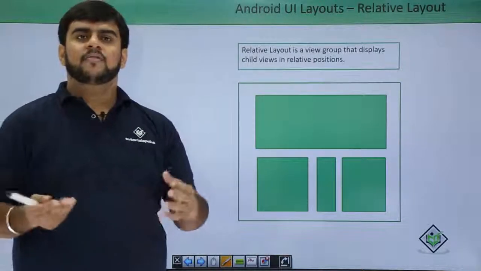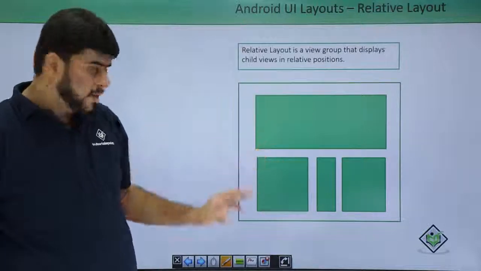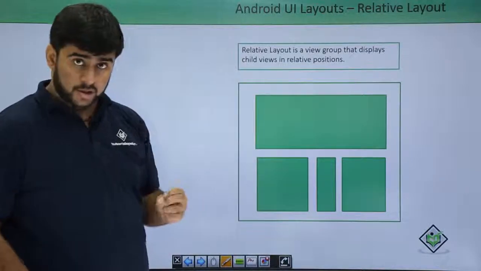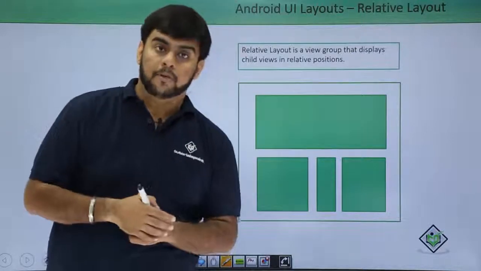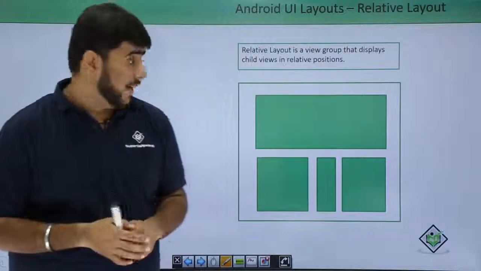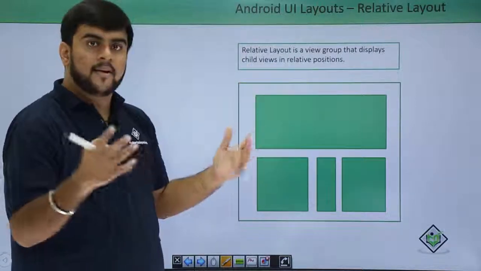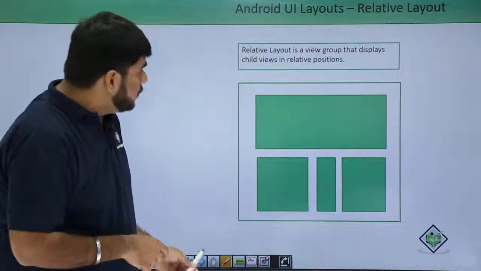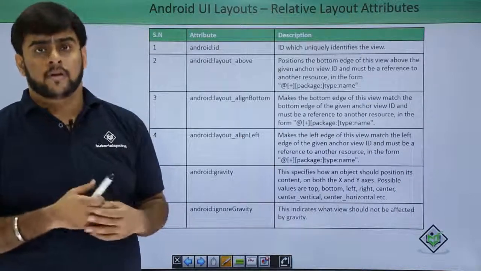As the word suggests, if you have a layout, then all the children of this particular layout are in relation with each other. By relation I mean that they are aligned based on the position of the former or the next child. So a relative layout is a view group that displays the child views in relative positions. Now let's look at the properties by which we can use and align the layouts in our own way.